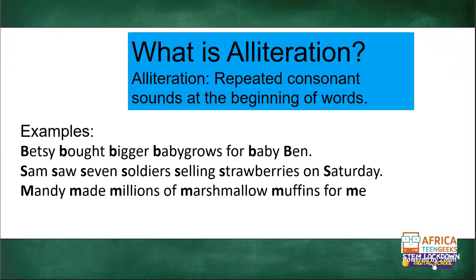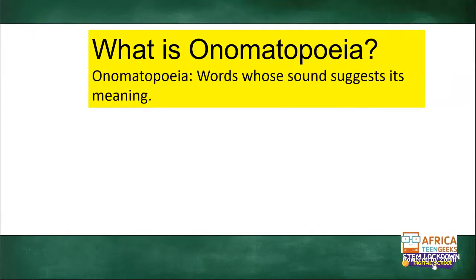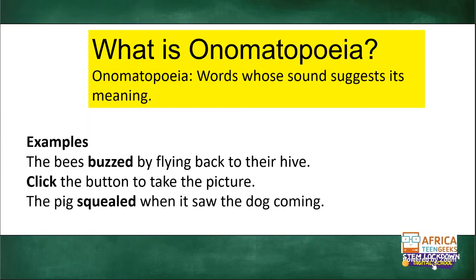Okay. So there's alliteration. As soon as we finish revising, we're going to do a Kahoot on this. Okay. So next is onomatopoeia, words whose sound suggests its meaning. And somebody wrote yesterday in the chat box, boom, bang, all those kinds of words which are onomatopoeia. And here are some others.